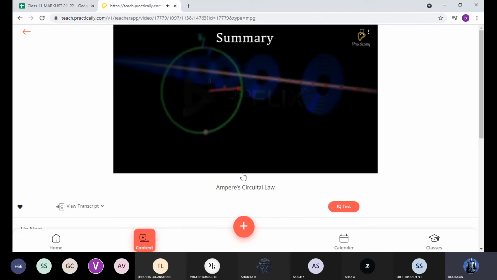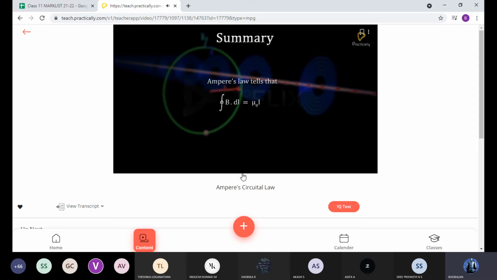Summary. Ampere's law states that the line integral of magnetic field along a closed curve is equal to mu naught times the net current crossing the area bounded by the closed curve.